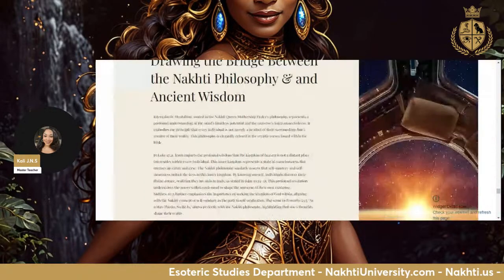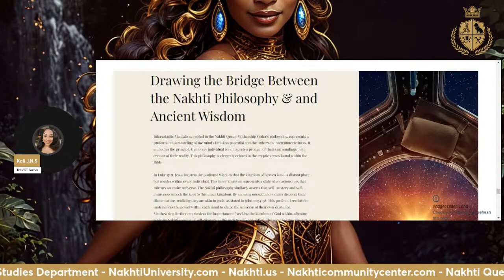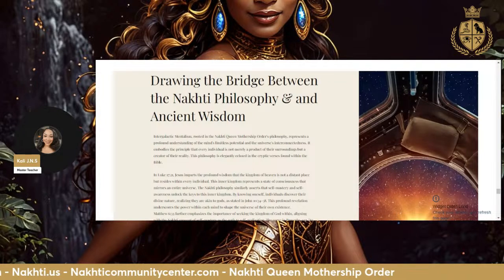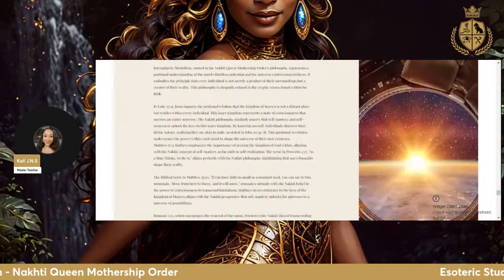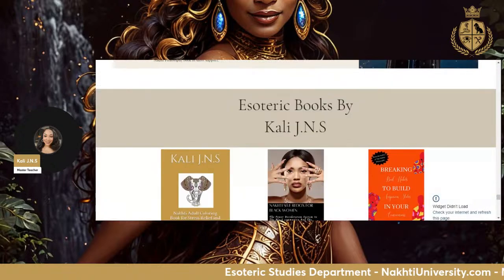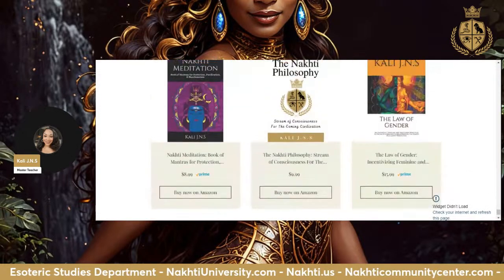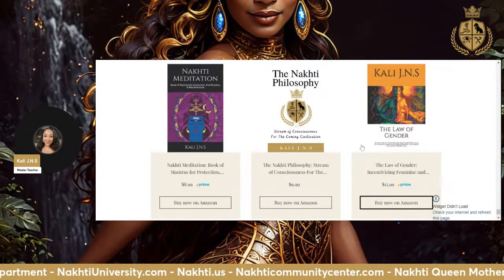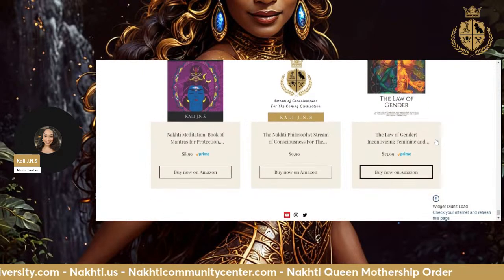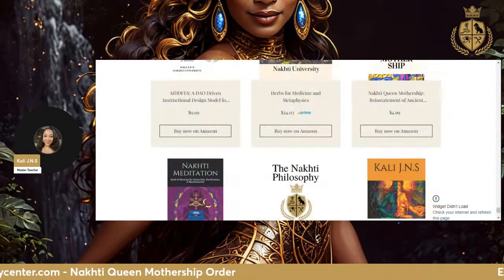And so, this Nakti philosophy, obviously, I was honest upfront about who I am with y'all for the most part. For those that can handle the little bit I did share, the Nakti philosophy. This is a book that you can get. We go deep into so much. These are all my books. I got a lot of esoteric books. We got the Nakti meditation book of mantras. We got the Nakti philosophy right here. We got the law of gender, understanding the laws of electromagnetism and the incentivizing of the divine feminine and divine masculine in one another.